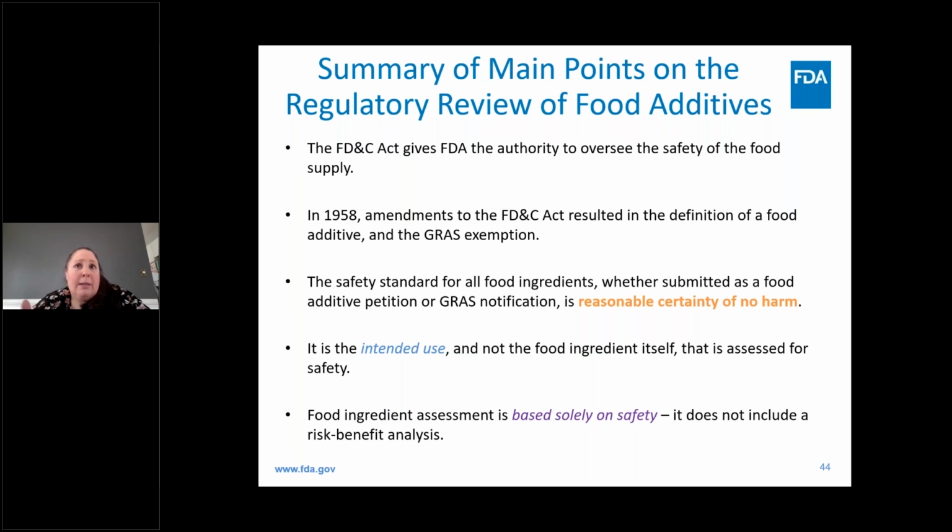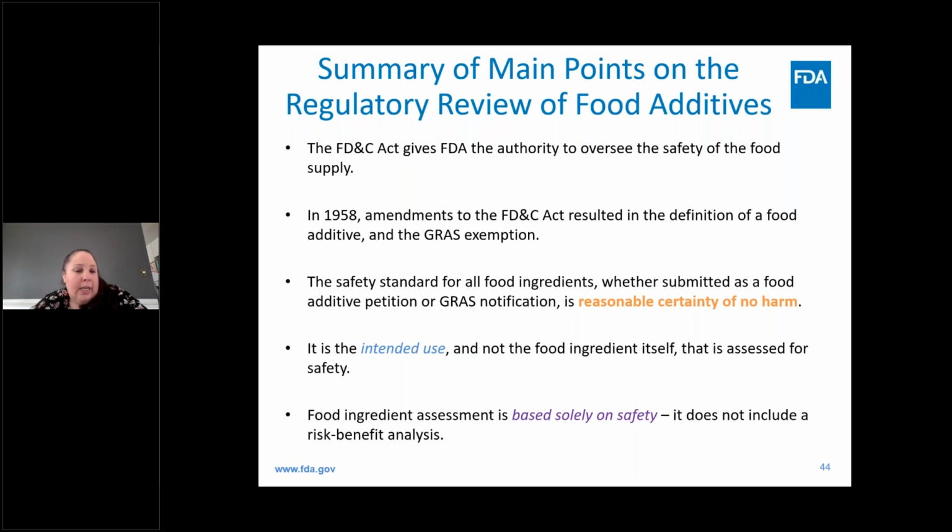And so this is my last summary slide, and I just want to summarize the main points from today's talk. First, the FD&C Act gives the FDA the authority to oversee the safety of the food supply. In 1958, amendments to the FD&C Act resulted in the definition of a food additive, as well as the GRAS provision. The safety standard for all food ingredients, whether submitted as a food additive petition or GRAS notification, is the same, and that is reasonable certainty of no harm.